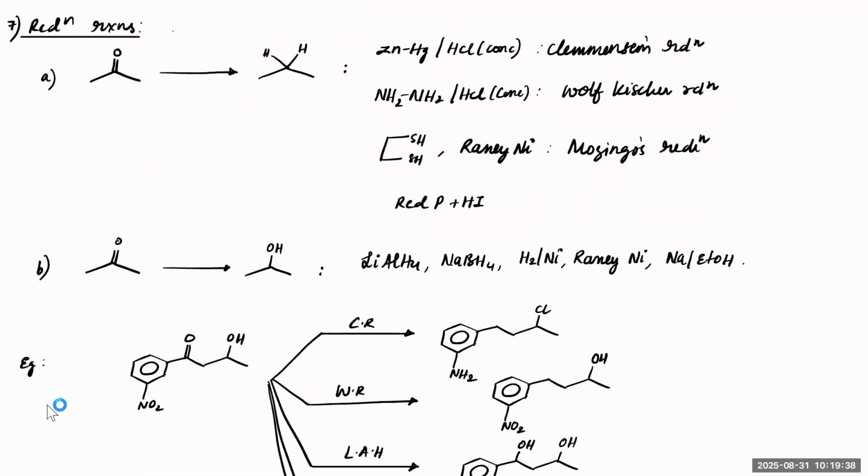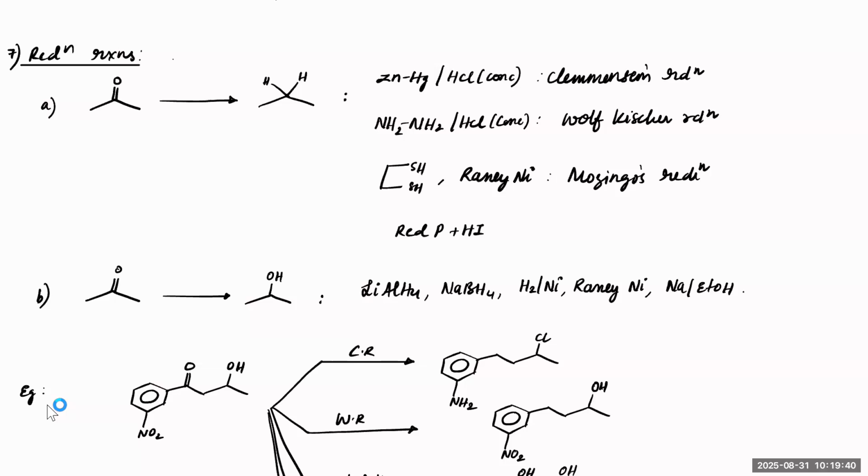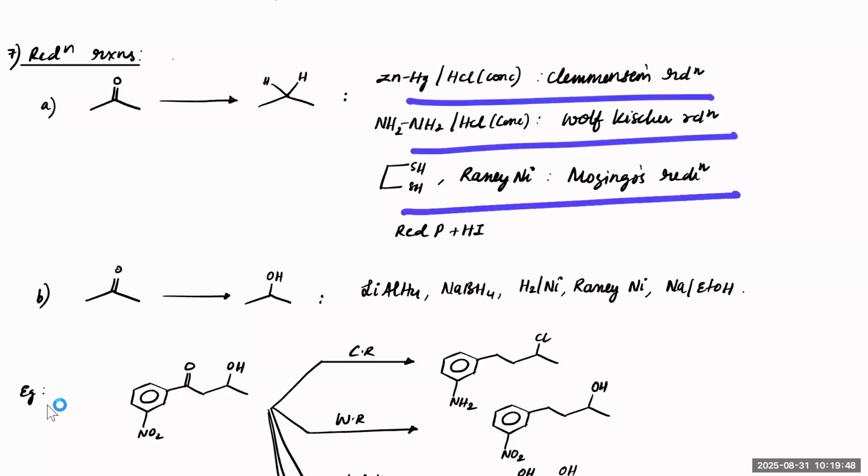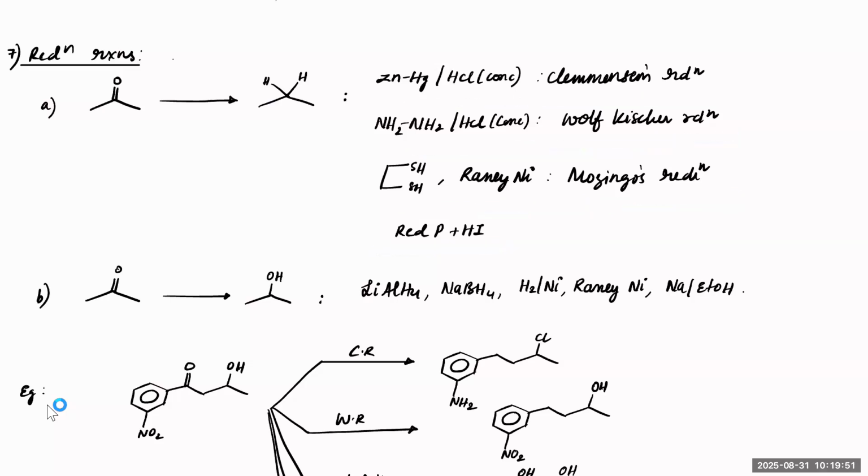Next, the last thing is about reduction reactions. Suppose I want to convert ketones directly into alkanes, then Clemmensen reduction, Wolff-Kishner reduction, Mozingo reduction, or red phosphorus and HI are used. If I want to convert ketones or aldehydes into alcohols, lithium aluminum hydride, NaBH4, H2 with nickel, Raney nickel, sodium in ethanol, Bouveault-Blanc reduction. These we all discussed as preparation reactions in alcohols.